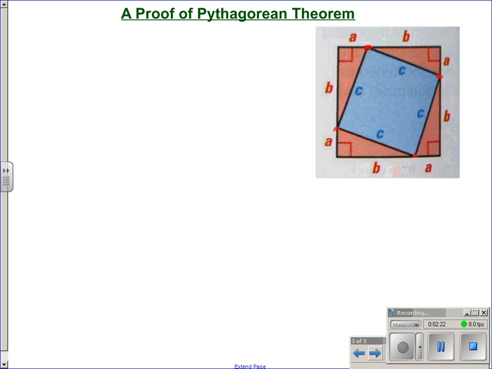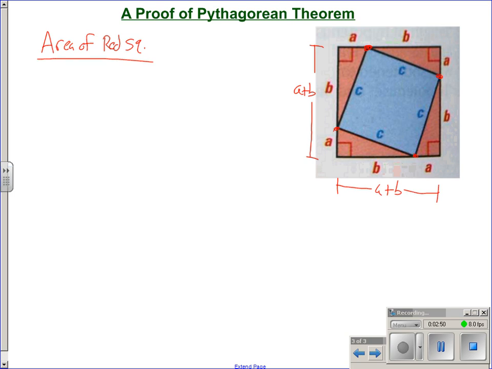A's and B's. Okay, so for the red square, area of the red square. Okay, area of a square is a side length multiplied by itself. Each of the side lengths of this square are a plus b. Okay, this side, a plus b. So, to get the area of the red square, you do a plus b multiplied by a plus b.